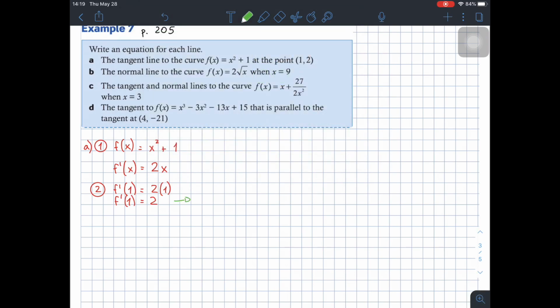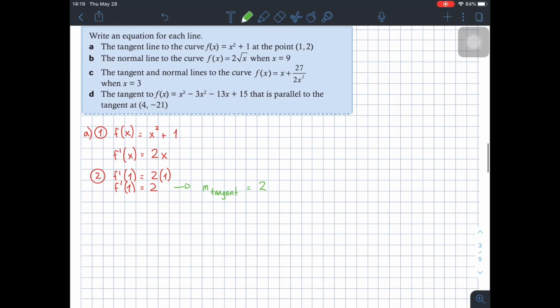So from this information, we're going to say that the slope of the tangent is equal to 2, right? Okay, so we already have the slope of the tangent line. Then we go to step number 3.